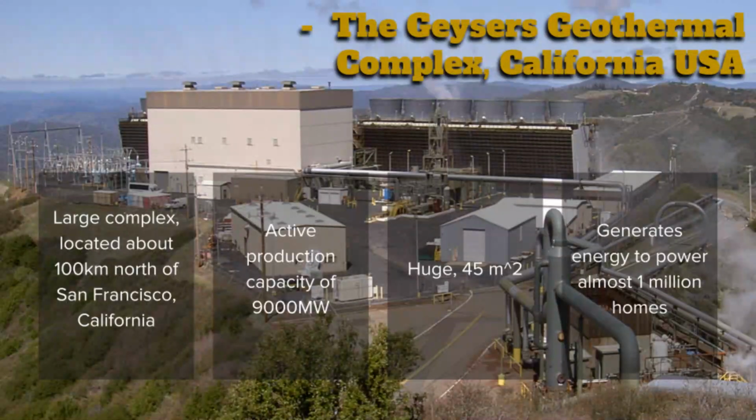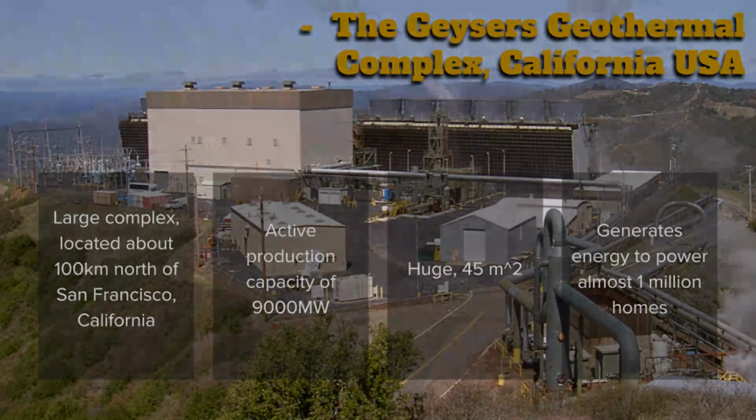Second, the Geysers Geothermal Complex, USA. This large complex, located about 100 km north of San Francisco, California, is made up of 18 power plants offering an active production capacity of 900 megawatts. It's huge, spread across 45 square miles, and generates enough energy to power almost 1 million homes.